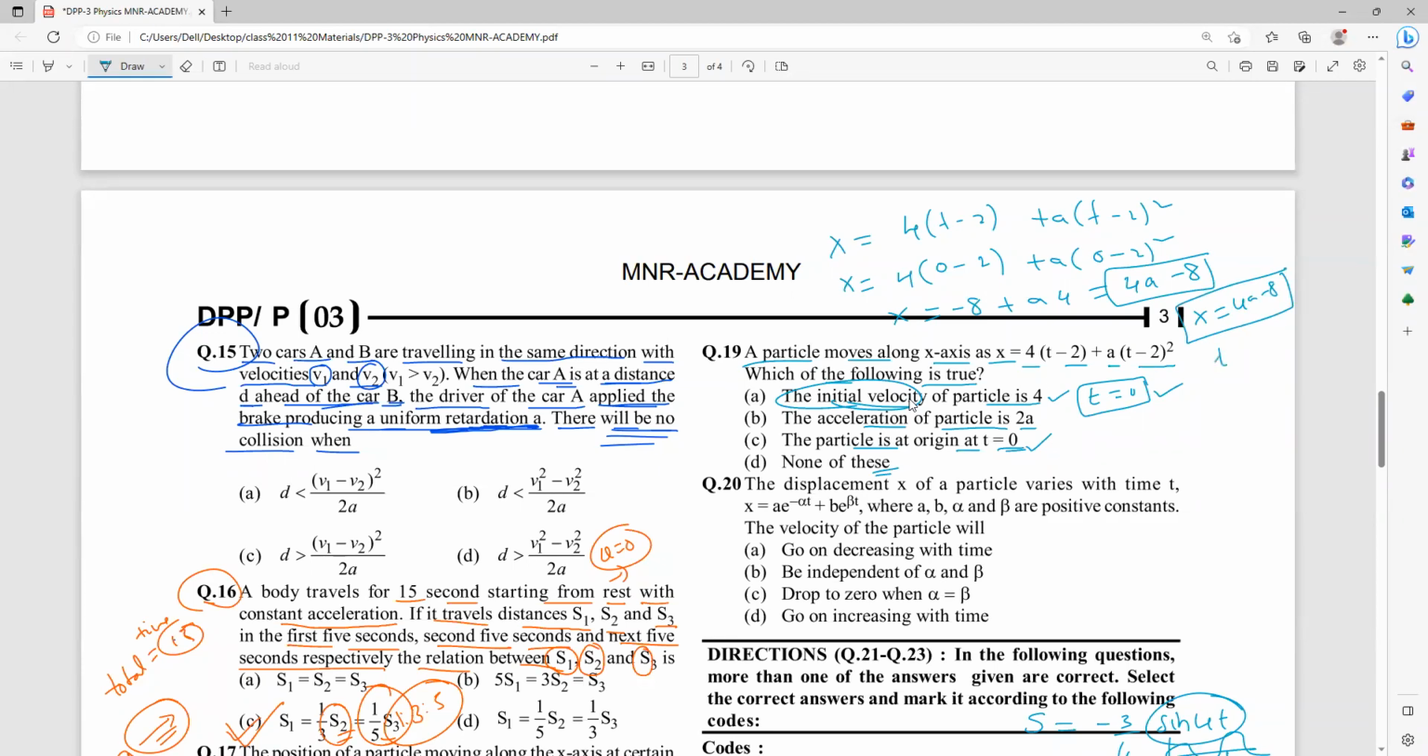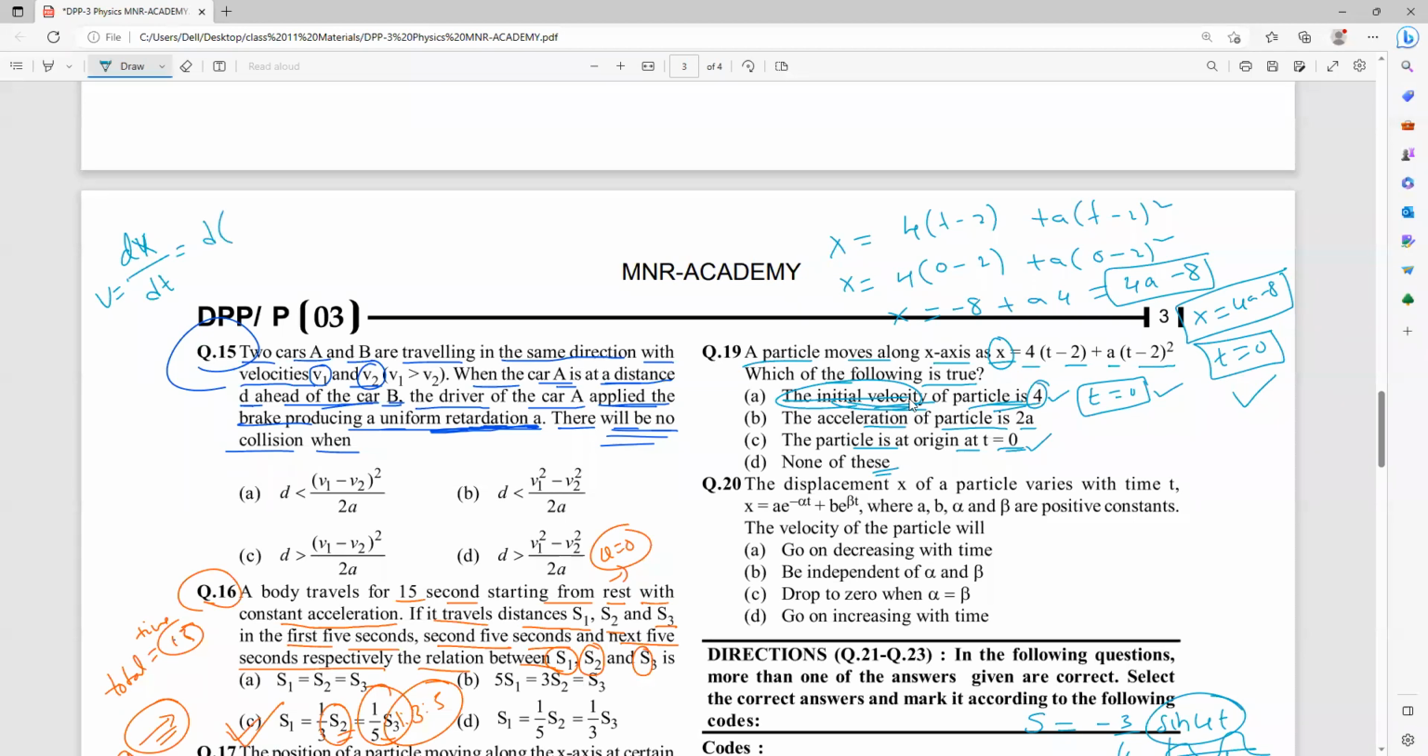At what time? t is equal to what? Everybody, t is equal to 0. Now we have to verify whether the initial velocity of the particle is 4 or not. If you want the initial velocity, they have given the distance, so to find the velocity you have to do differentiation, because v is equal to dx by dt. Is it right or wrong?